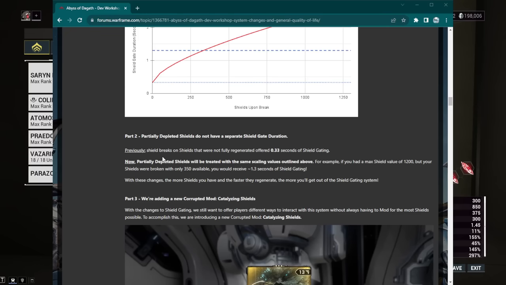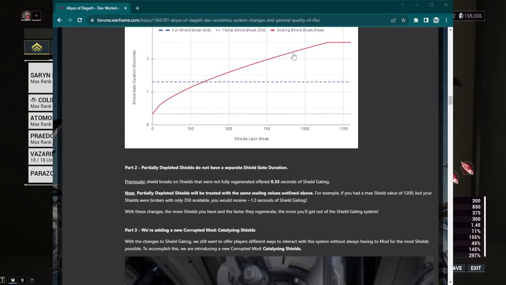So, for example, if your max shield is 1,200, but your shields are broken with only 350 available, you'd get a 1.3 second shield gate. So it just scales. It basically goes from the lowest of the low down here. The highest of the high is going to be 1,100, basically, for shields. Or 1,200 in their example.